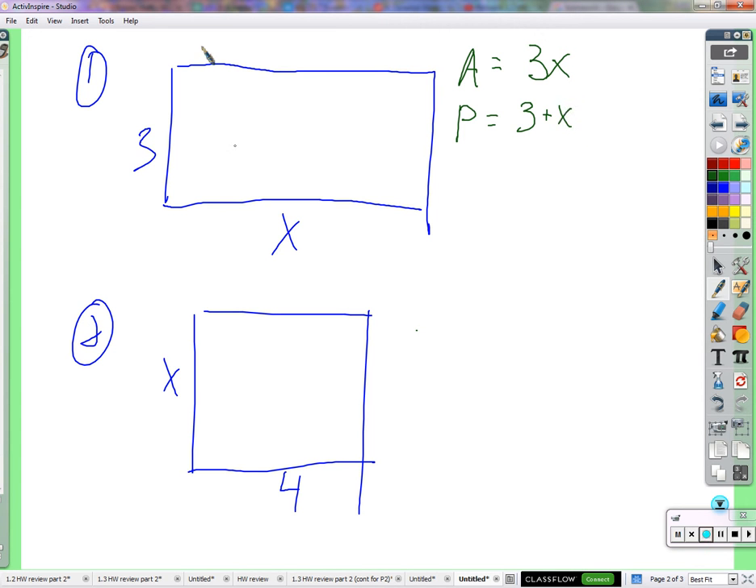3 plus x. 3 plus x. So we're walking around. 3 plus x, plus 3 plus x. 3 plus x plus 3 plus x. Is that going to add up the perimeter once we know what x is? Yes, it is. Okay. Can we simplify this a little bit? Yeah? X times 2 plus 3 times 2.